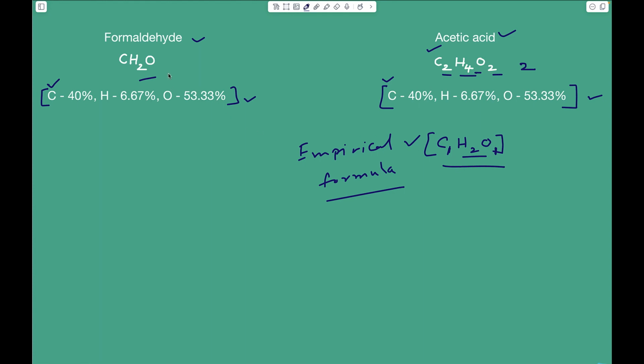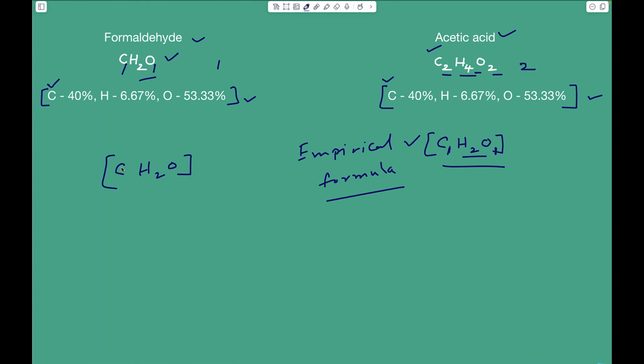Now let us look at formaldehyde. Its molecular formula is CH2O. Now how do you get the empirical formula from its molecular formula? You have to divide the subscripts in the molecular formula by the greatest common factor between them. And in this case, the greatest common factor between these subscripts is 1. So if you divide these subscripts by 1, you will get the same numbers. So the empirical formula of formaldehyde is also CH2O.